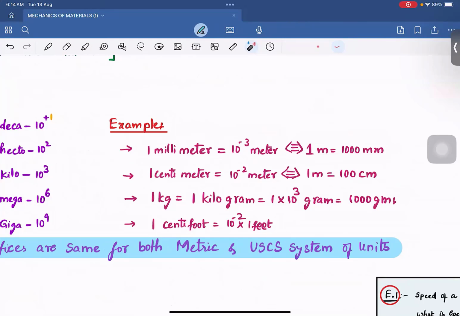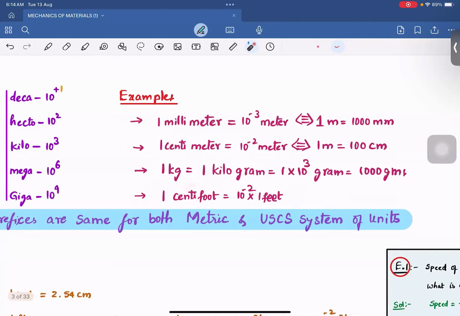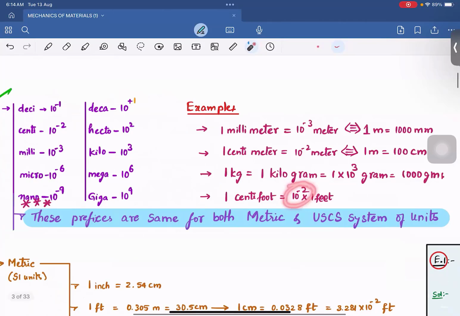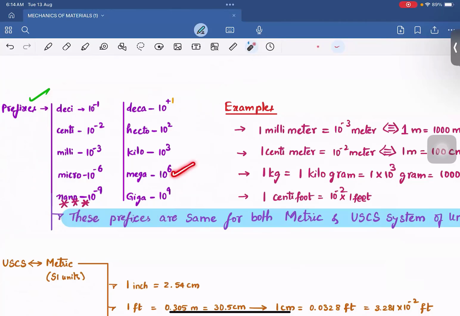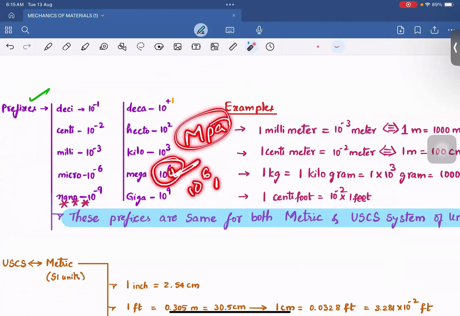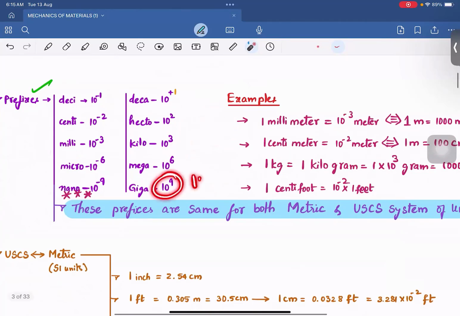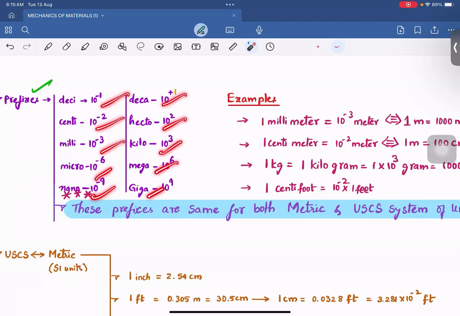It's like the 11th, 12th syllabus. Centi means 10 power minus 2. In 1 kg, kilo means 10 power 3. And centi in centifoot means 10 power minus 2. So out of all these prefixes, what we generally come across in mechanics of materials are mega, 10 power 6. You might have seen megapascal, which means 10 power 6 pascals. Giga means 10 power 9. Nano means 10 power minus 9. So just remember them. You can get them in the handbook also.